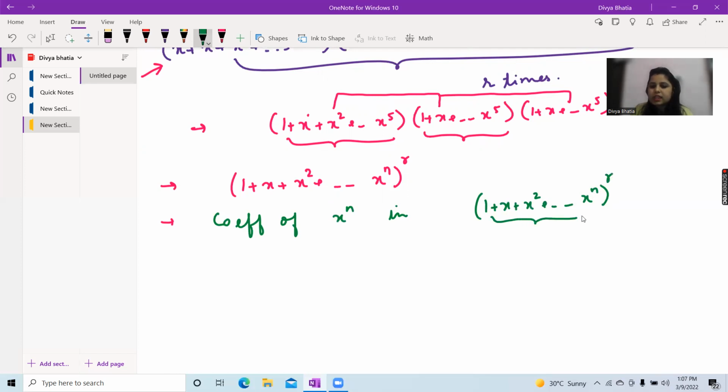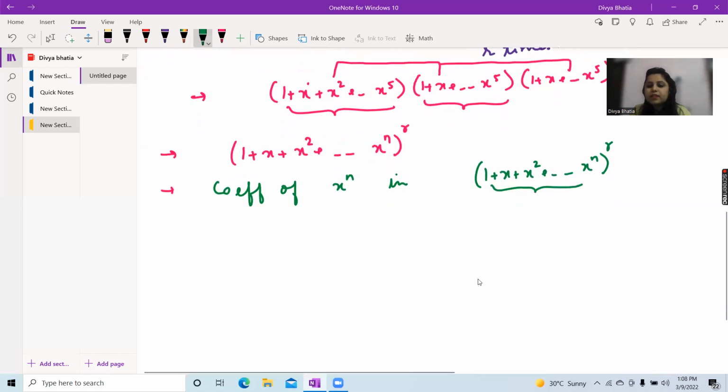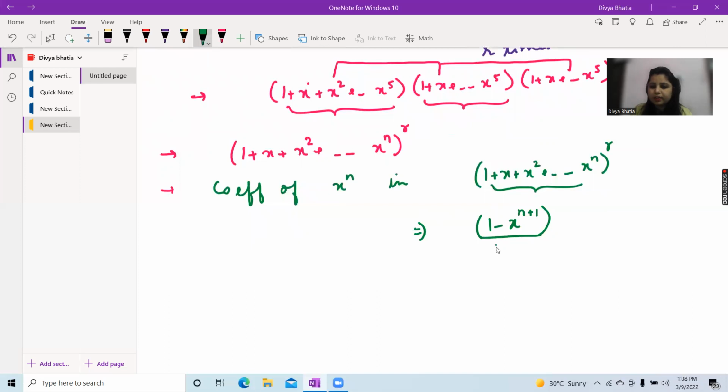Now, as you can see, this is a GP with common ratio x and the number of terms n plus 1. So I'll put the formula of GP. The first term is 1, so a into 1 minus r to the power number of terms, divided by 1 minus r. So 1 minus x to the power number of terms divided by 1 minus x, the common ratio, and whole to the power r. I need to find the coefficient of x to the power n in this.